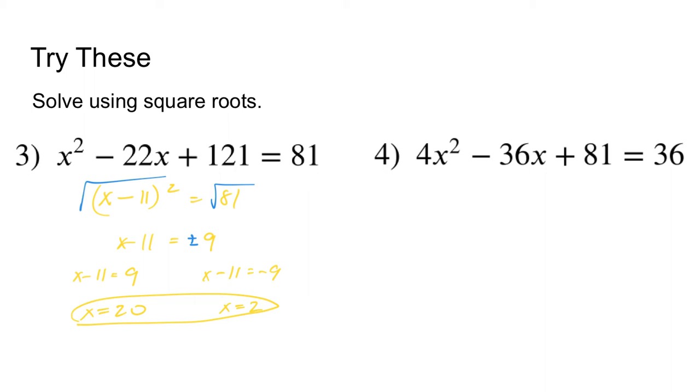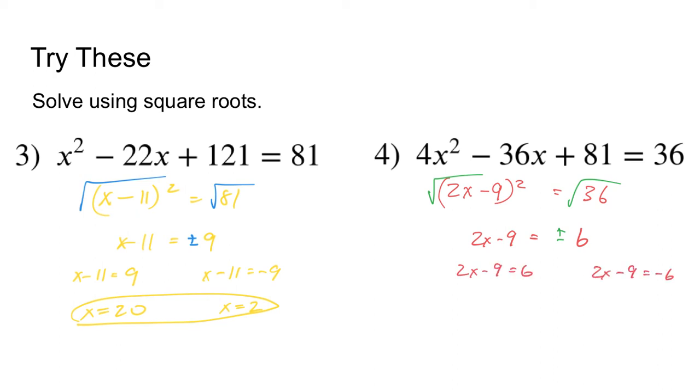The last one, number 4 here. What are you going to do? Well, again, recognize this is your perfect square trinomial. You should be able to get to 2x minus 9, that quantity squared equals 36. You'll take your square root of both sides. You'll get 2x minus 9 equals plus or minus, the square root of 36 is 6. So that's 2x minus 9 equals 6, and 2x minus 9 equals negative 6.